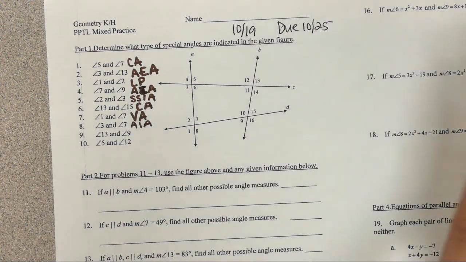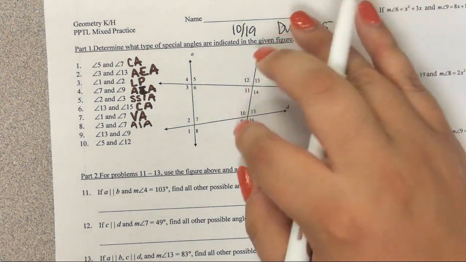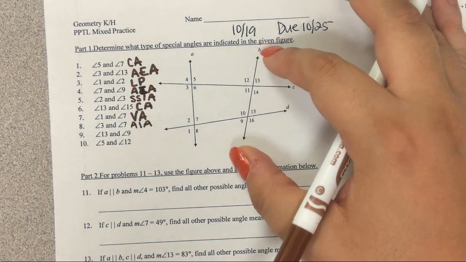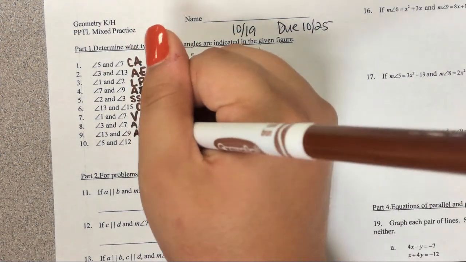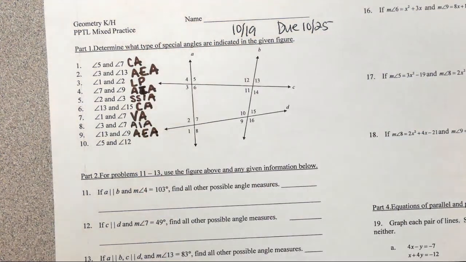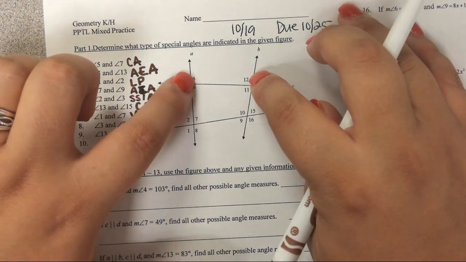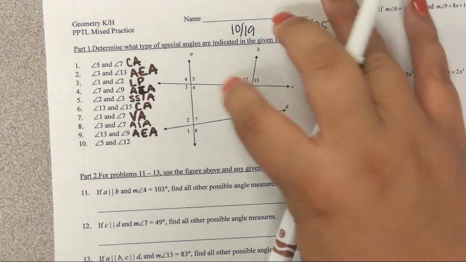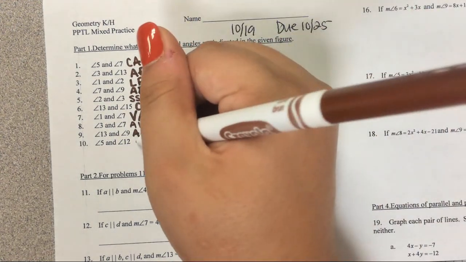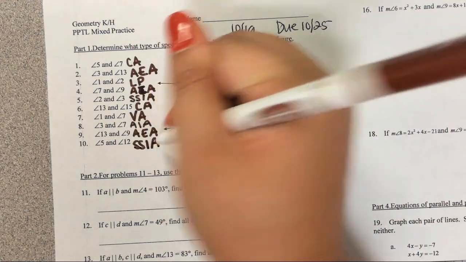Alright, 13 and 9 are on opposite sides, but they're outside, so those are alternate exterior angles. And 5 and 12 are both on the same side of C, and they're in between the two lines, so those are same side interior angles.